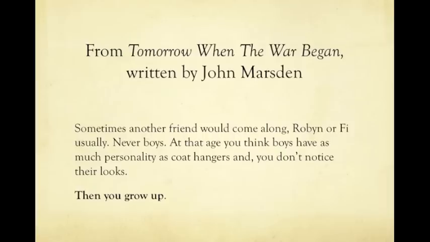Here is another example from Tomorrow When the War Began. "Sometimes another friend would come along, Robin or Fee usually. Never boys. At that age you think boys have as much personality as coat hangers and you don't notice their looks. Then you grow up." That last line, "then you grow up," hints to the audience that these girls are coming of age, they have attractions to boys, and that relationships will probably emerge throughout the narrative.